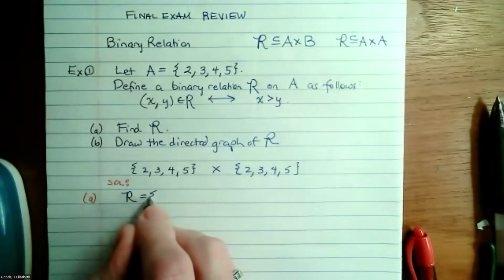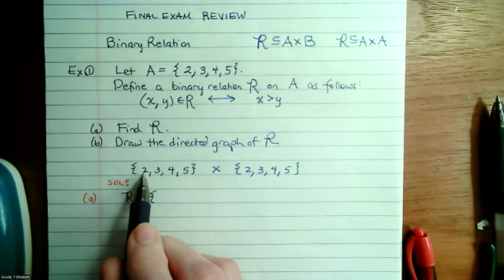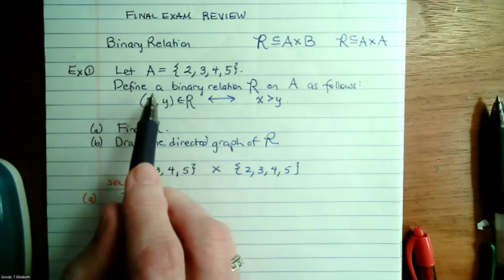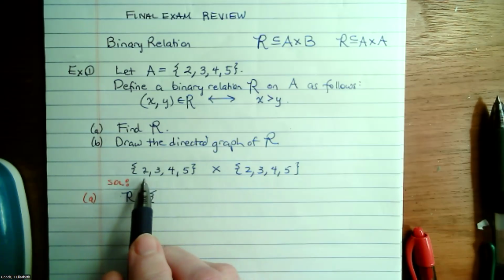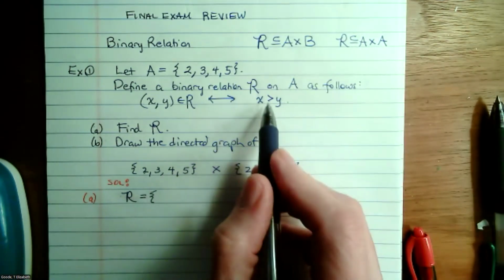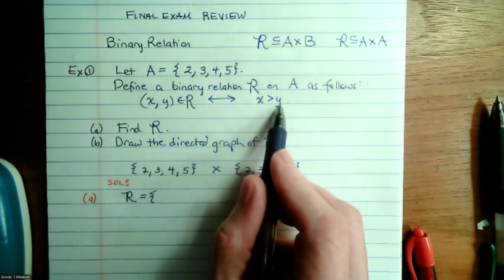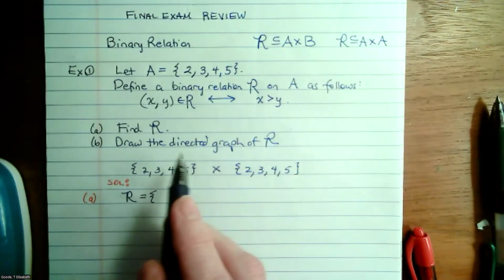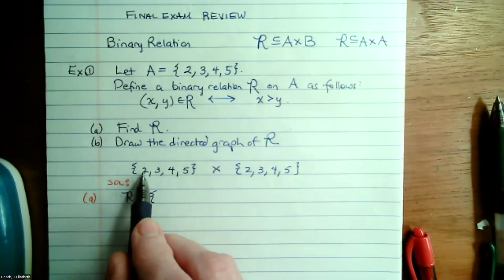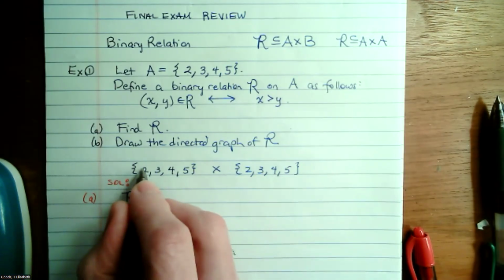Let's build R. Could we build any ordered pair where the first coordinate x would be 2? Tell me what ordered pair you think is going to satisfy this relation. No, no. If it was less than, we could. So two is not going to be greater than any of the elements in A, right? So let's move on.